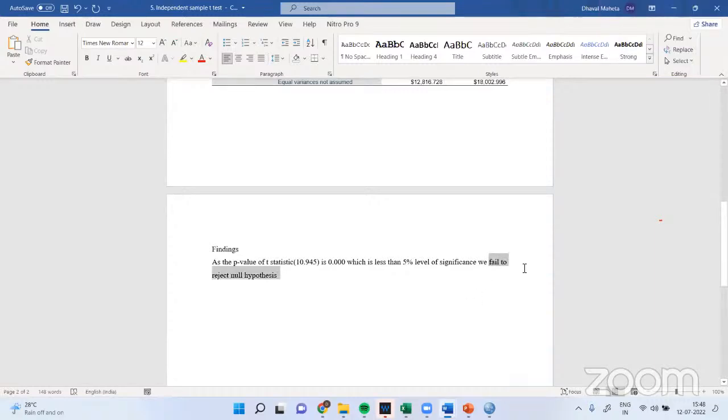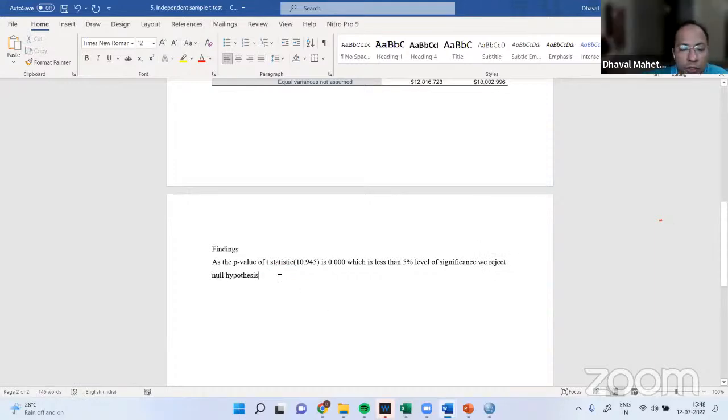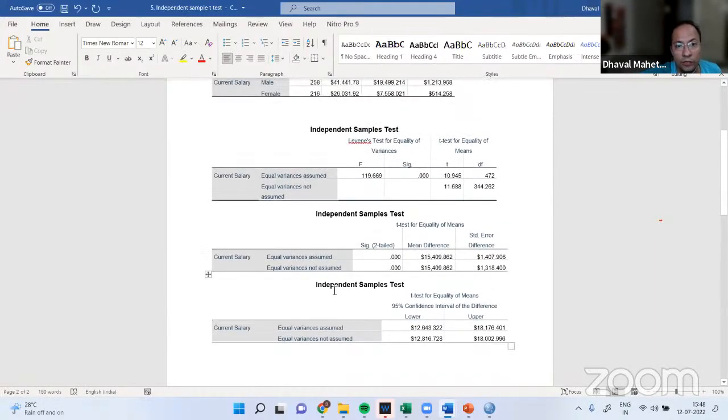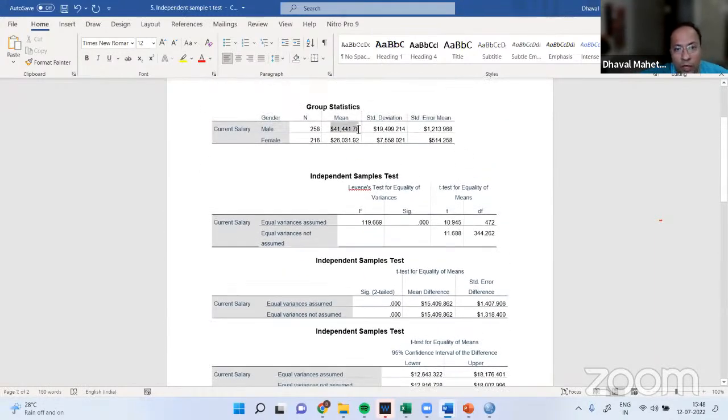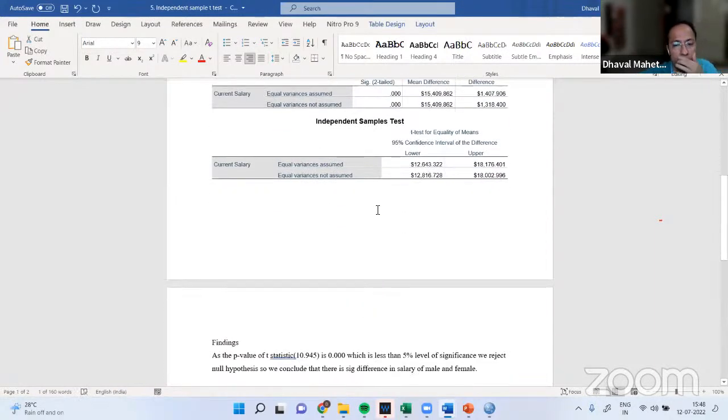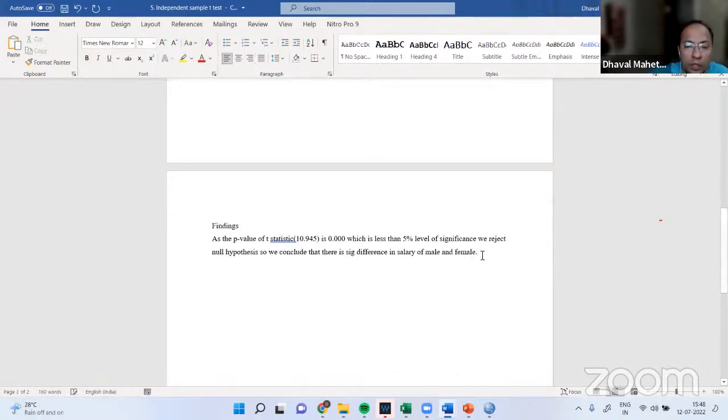Right. I was just testing. We reject null hypothesis. So we conclude that there is significant difference in salary of male and female. Difference is there. The difference is large. Now, how much is that difference? You can go in mean value of male mean salary and female mean salary. So just write it down here.